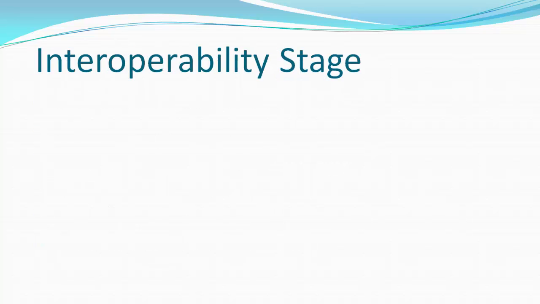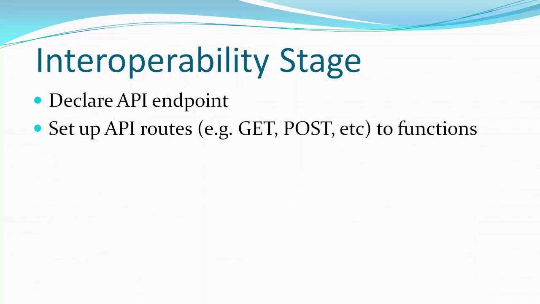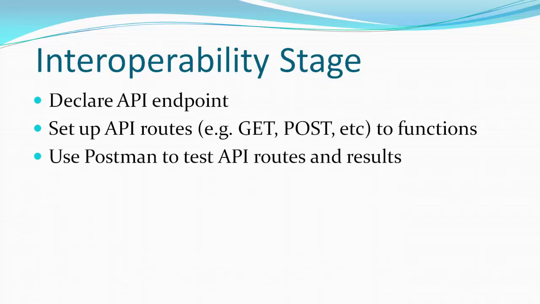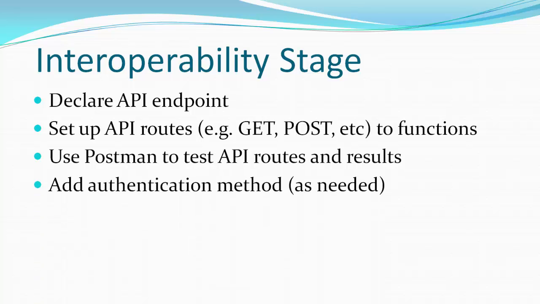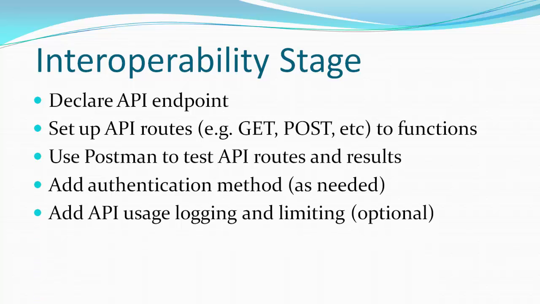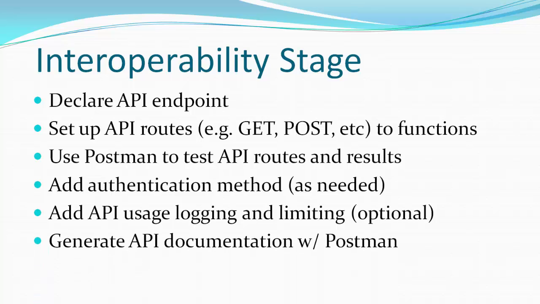Finally, we have the interoperability stage. We will declare an API endpoint that allows us to connect with various services. We will set up API routes to various functions that can be called. Then we'll use Postman to test these API routes and see what results we will be getting. Finally, we'll add authentication to make our API secure. Optionally, we can also choose to add API usage logging and limiting. We would be generating this API documentation with Postman and publishing it on the web.